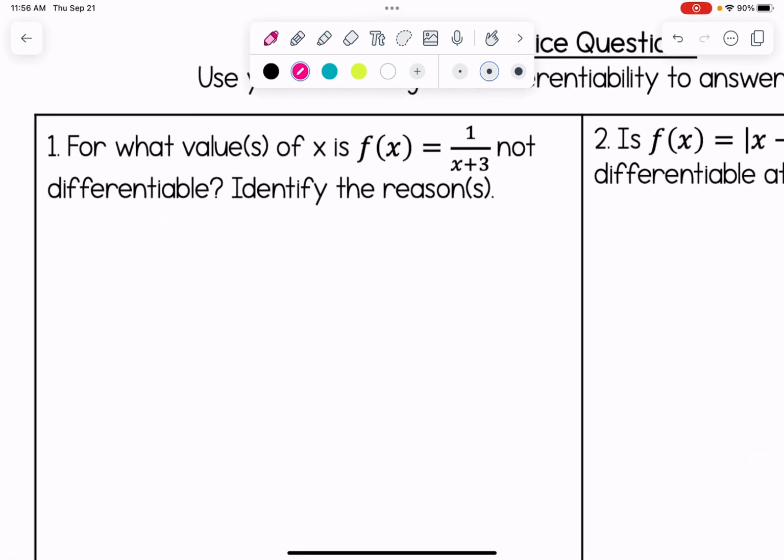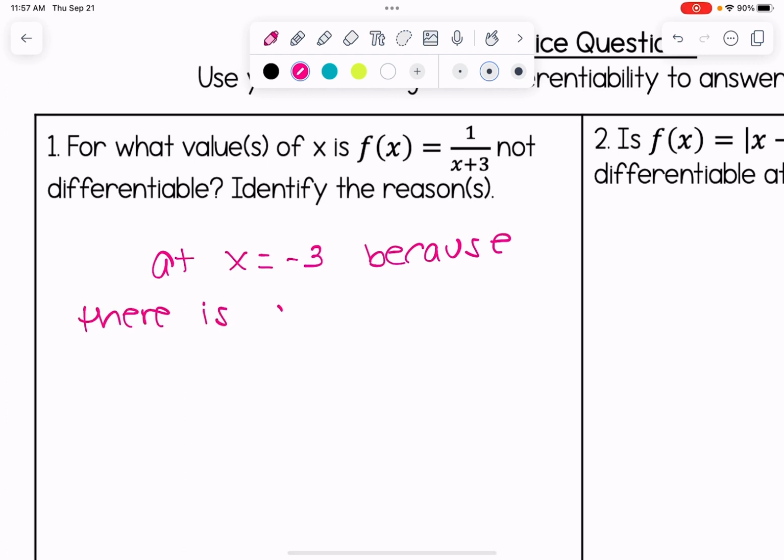Number 1, for what value or values of x is f of x equals 1 over x plus 3 not going to be differentiable? And we're going to identify the reasons. Well, this graph definitely has a discontinuity, and I can tell that because at x equals -3, we would have a vertical asymptote. So I'm going to say it's not differentiable at x equals -3, because there is a vertical asymptote. That's again when the denominator would equal 0 here. And that's basically a type of discontinuity.